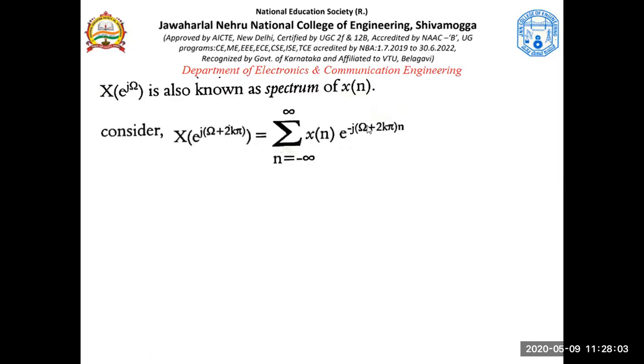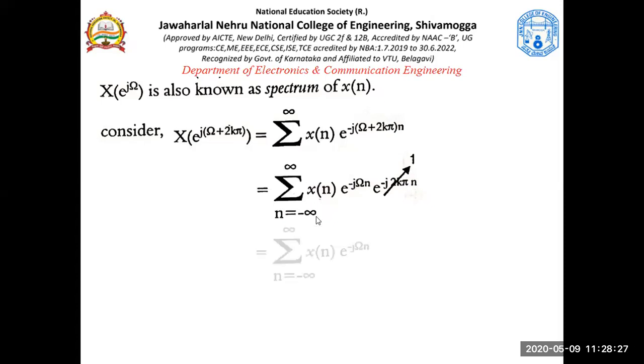The same shift you bring here also in this exponential. Now there are two exponentials in it. One exponential is e^(-jωn). Another exponential is e^(-j2kπn), and this exponential becomes 1. And when this becomes 1, what is this? This is X(e^jω). That means if you add 2kπ to this, it is not going to change. We are going to get the same signal back.